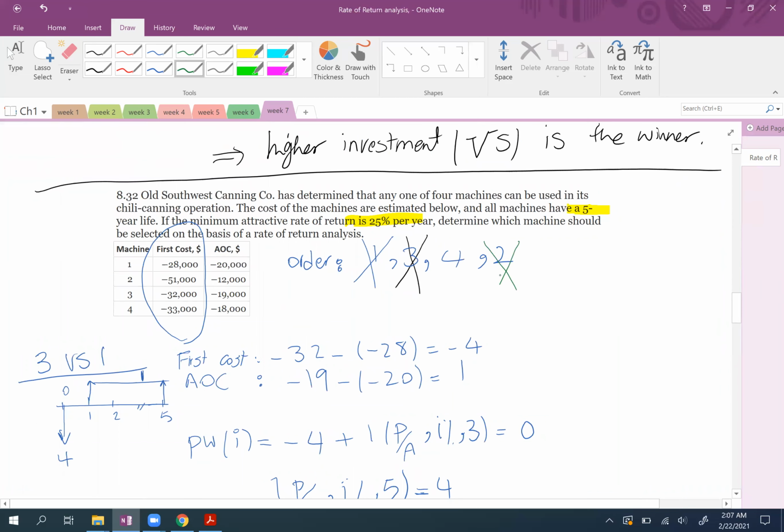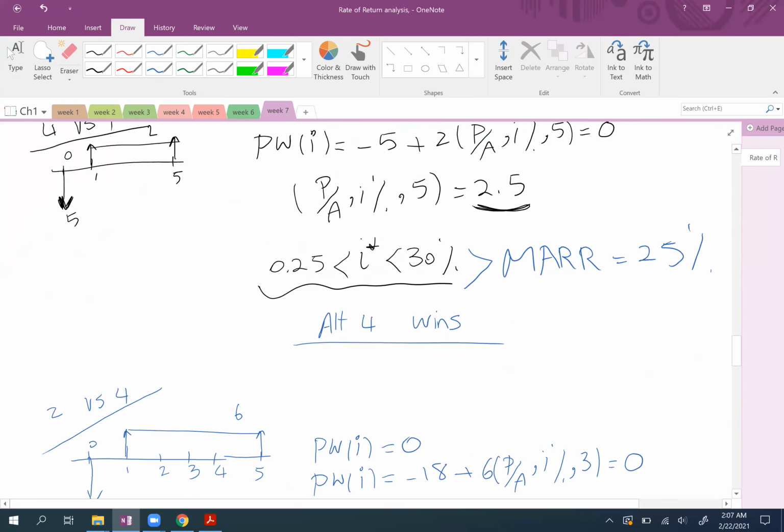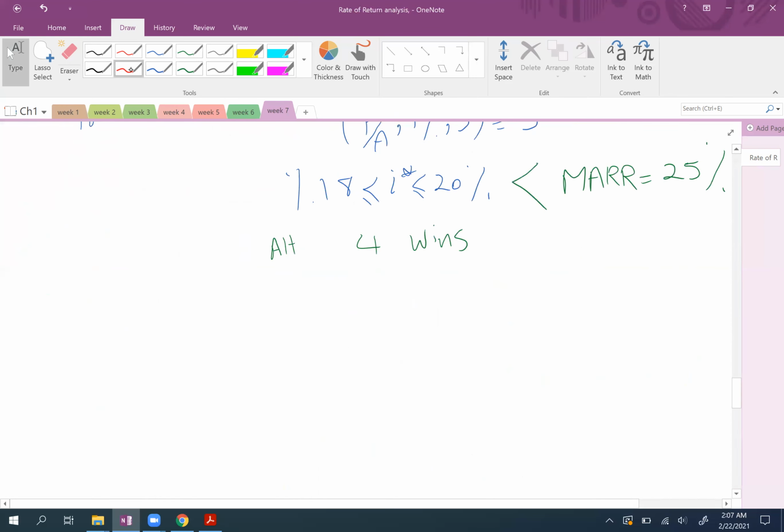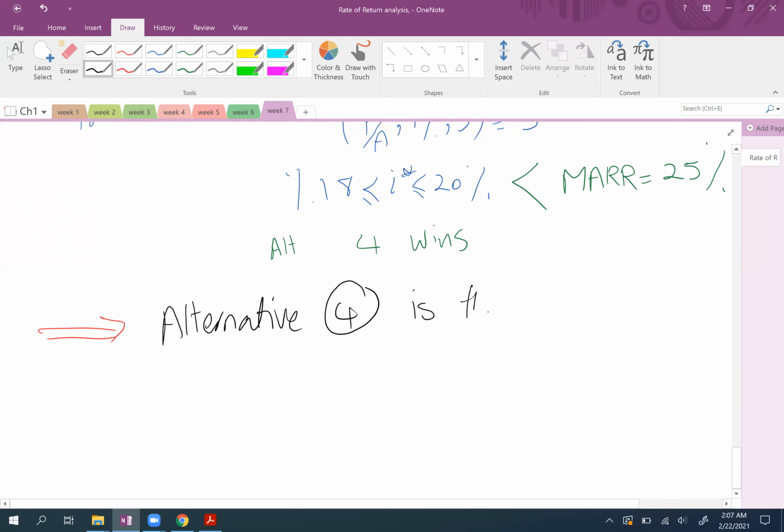And we conclude that I conclude alternative 4 is the champion, or is the first alternative. Okay. So that is the way to implement incremental rate of return analysis.